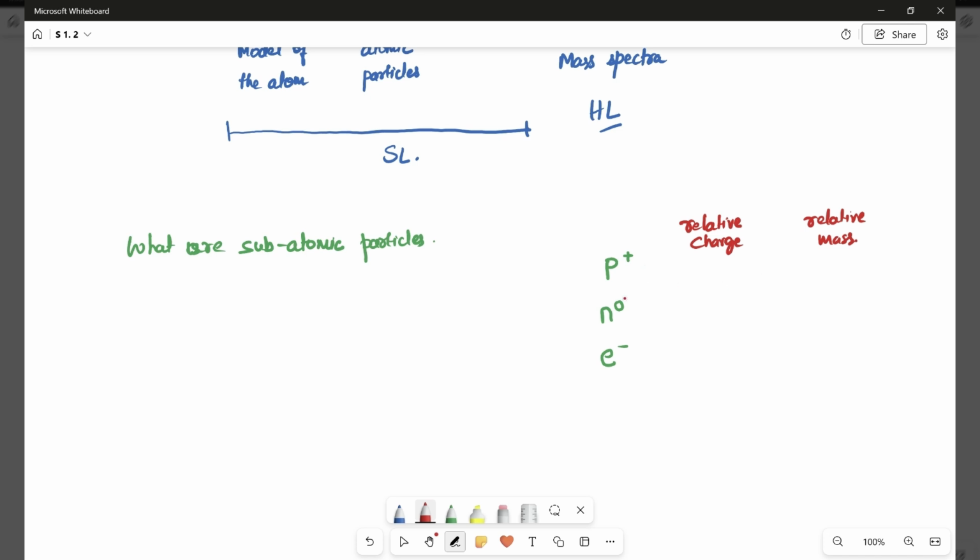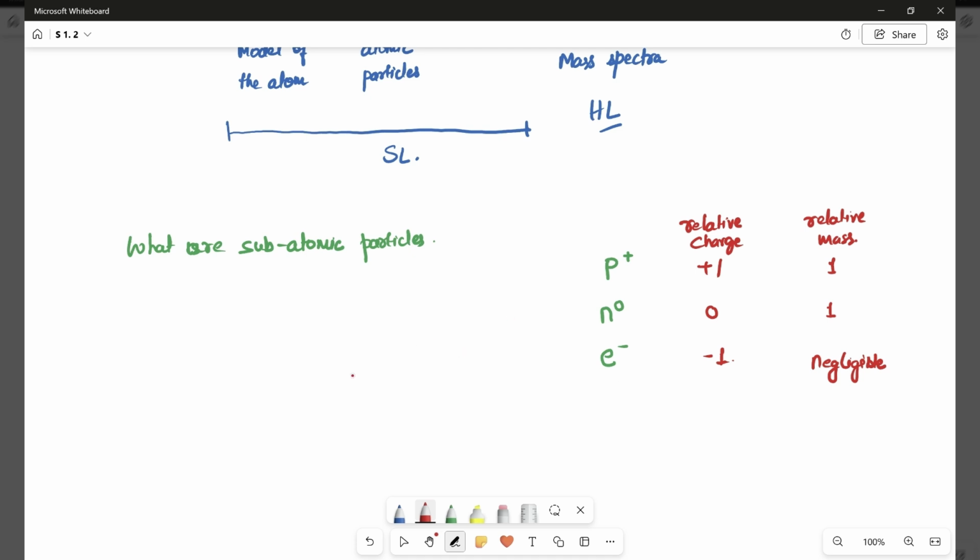Proton and neutron have a very similar mass, so each is assigned a relative mass of 1. Electrons are 1836 times smaller than the protons and neutrons, so their mass can be considered negligible. The relative mass and charge of the subatomic particles can also be written like this. The relative mass of proton is 1, neutron is 1, electron is negligible. The charge is plus 1 for proton, no charge for neutron, and minus 1 for electron.